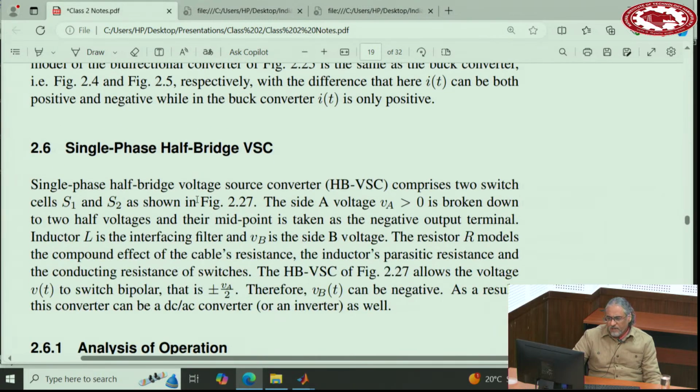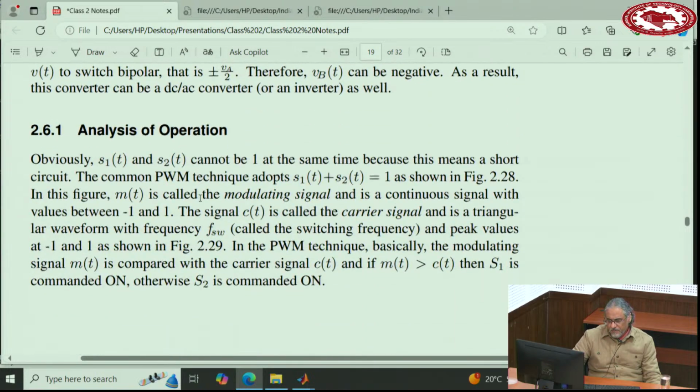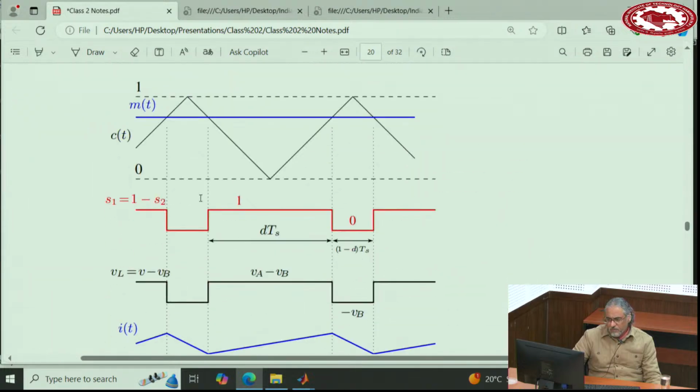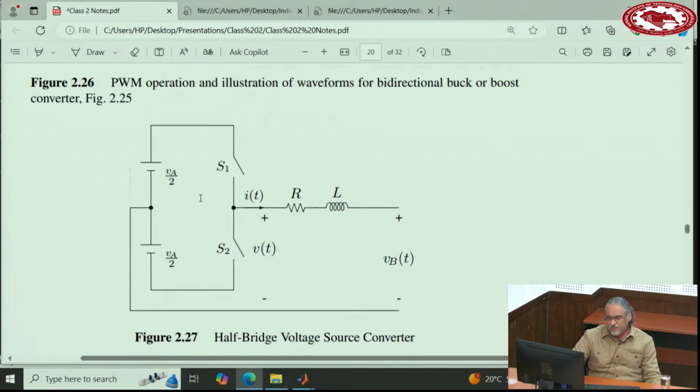Now we go to the half bridge converter, half bridge and full bridge voltage source converter. So the diagram of the half bridge is this one. It is the same circuit, the bidirectional converter that we just discussed. The only modification is that this voltage on the A side is broken down into two half voltages, and from the middle point we get a tap, and then this is used as the ground, so to speak. So VA is on this side, VB is on this side.